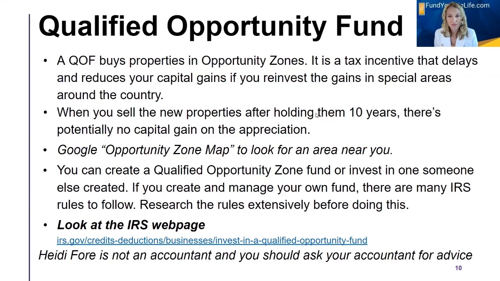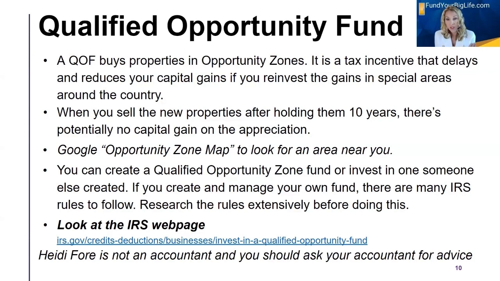So with a qualified opportunity fund, this is where I jumped the gun a little bit and would say, if you sell something in another country and you're going to owe capital gains tax and you want to buy some rental properties in the US with it, this is a method you can use.